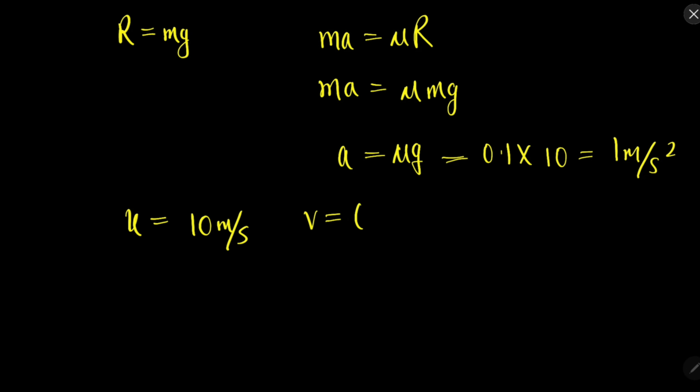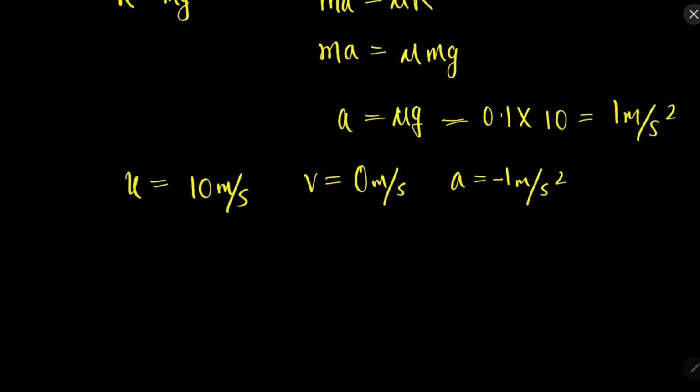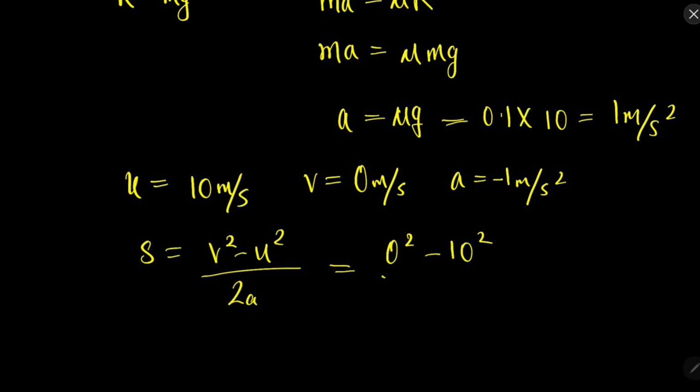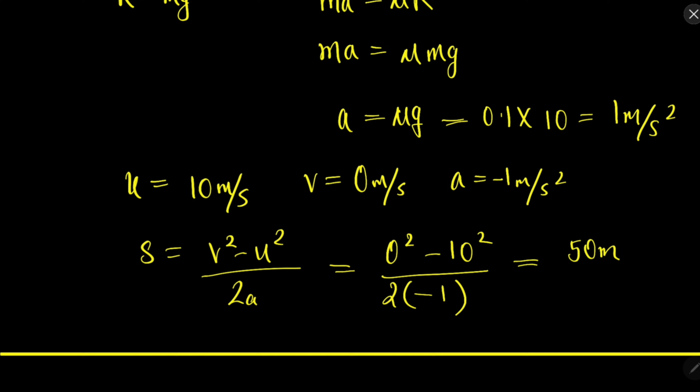So now initial velocity is 10 meter per second, final velocity is 0 meter per second, acceleration is 1 meter per second square. Rather this should be minus, okay, because it is slowing down, so because of that we need to take it negative, deceleration is there. So s is equal to v square minus u square by 2a, so 0 square minus 10 square by minus 2 into minus 1, so it will give us 50 meters. So the displacement will be 50 meters before it comes to rest.